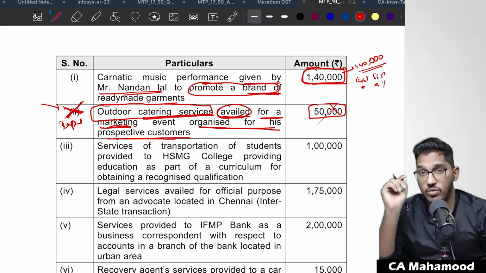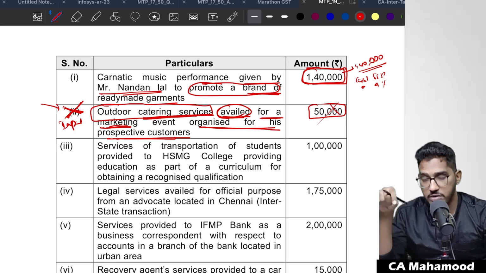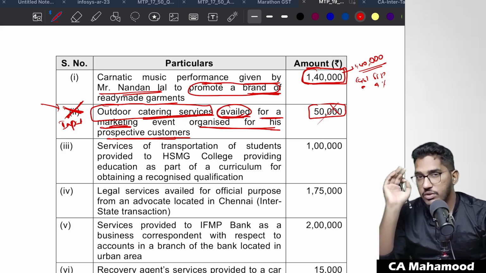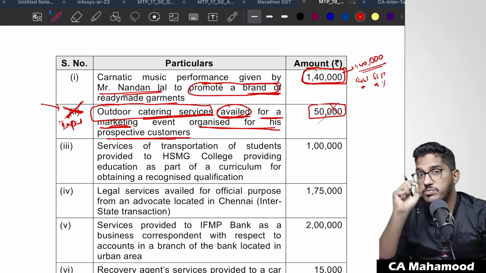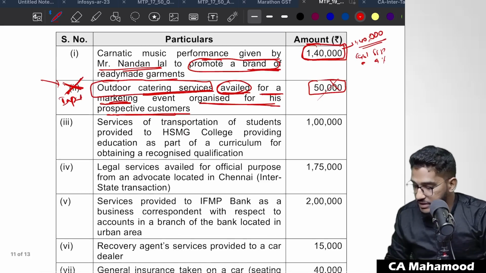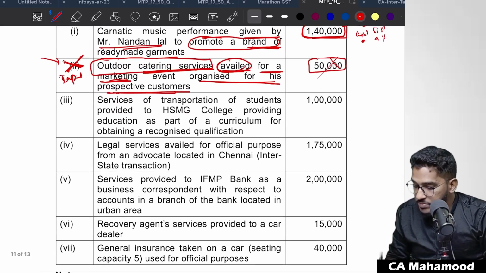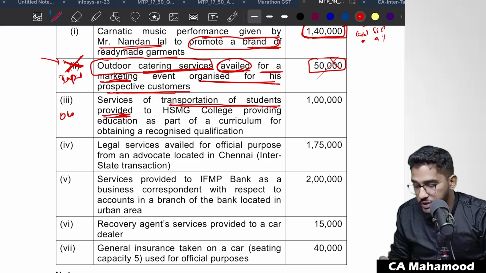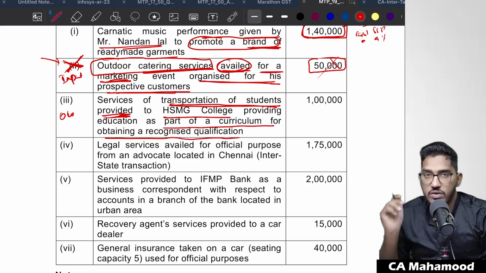But you have to make a note that all this you are explaining in the note points. So just presenting the tables alone will not be enough, guys. You even have to give the explanation in the notes regarding each and every point. Next one. Services of transportation of students provided. Now they're talking about output. They have provided services of transportation of students to HSMG College, providing education as a part of curriculum for obtaining a recognized qualification.